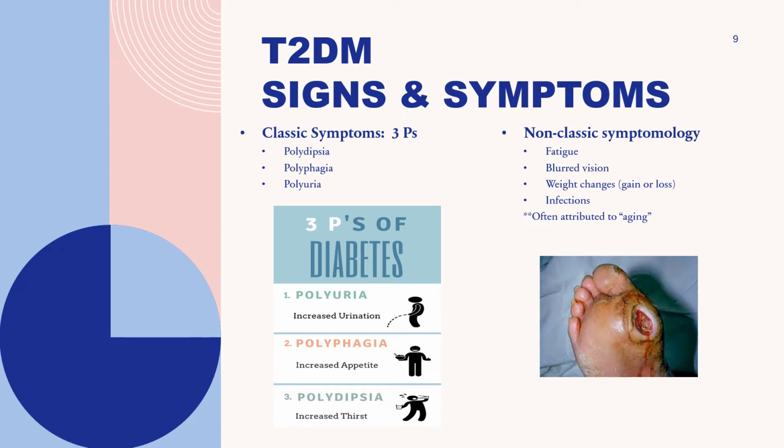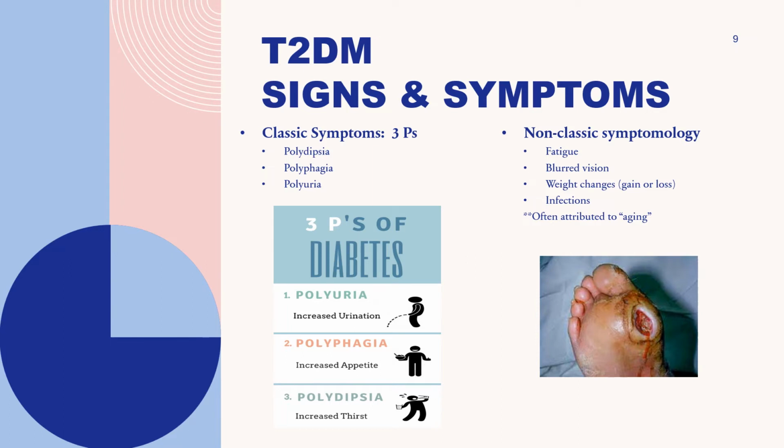However, just like everything else we've learned, the older adults tend to present differently. Older adults with type 2 diabetes do not present with classic symptomology. Rather, they tend to describe things like fatigue, blurry vision, weight change, it could be a gain, it could be a loss, and infections. When questioned, they often attribute these symptoms to aging or old age.